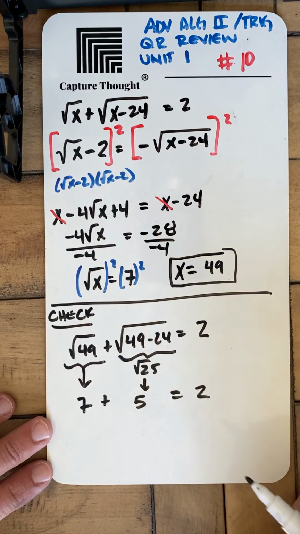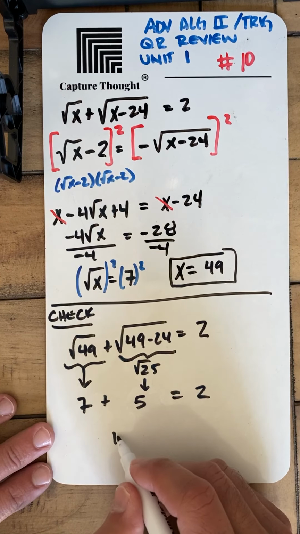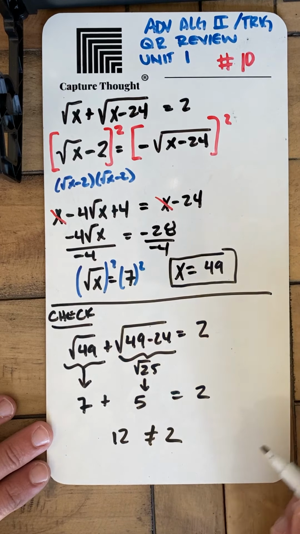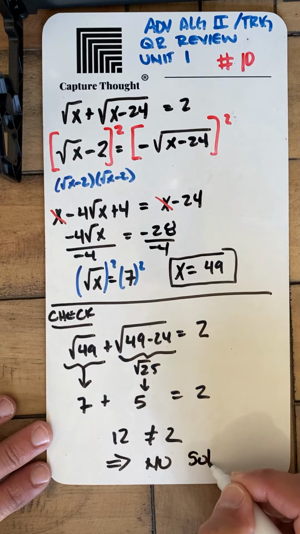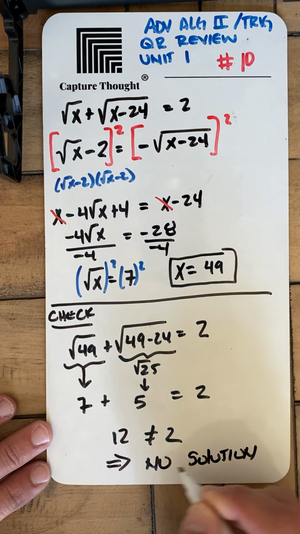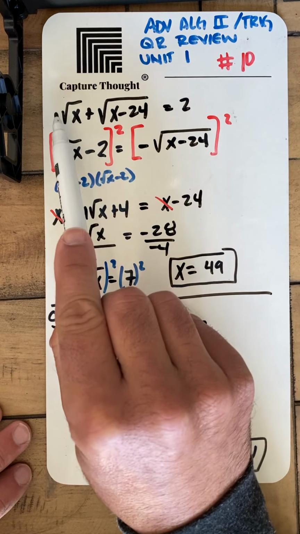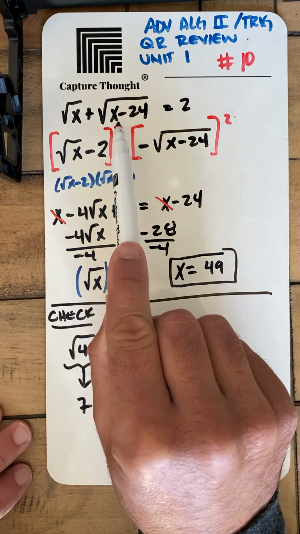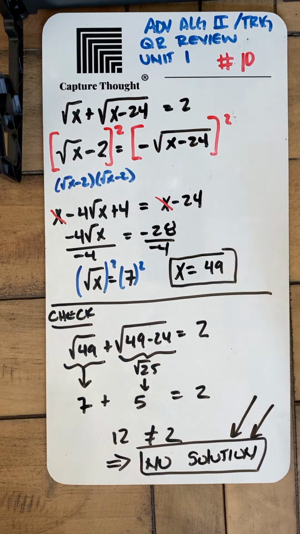Does that equal 2? Well, it doesn't, because 12 does not equal 2. So in that case, what that tells me is there is no solution. If you were to actually graph the left-hand side into Desmos and then graph the line y equals 2, you'll actually see that the lines never cross. So that's why the answer is no solution.